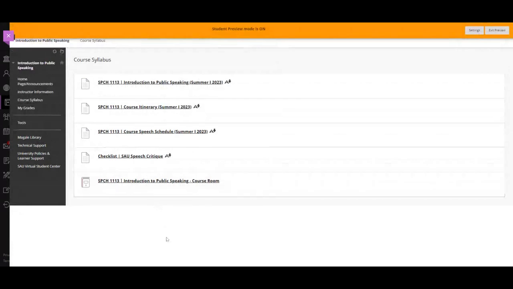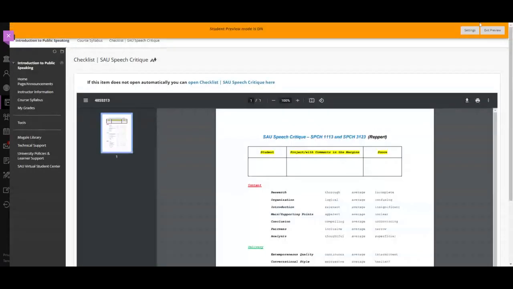So with that in mind, now let's move to our focus for today. The checklist, which is unofficial, for the SAU speech critique.